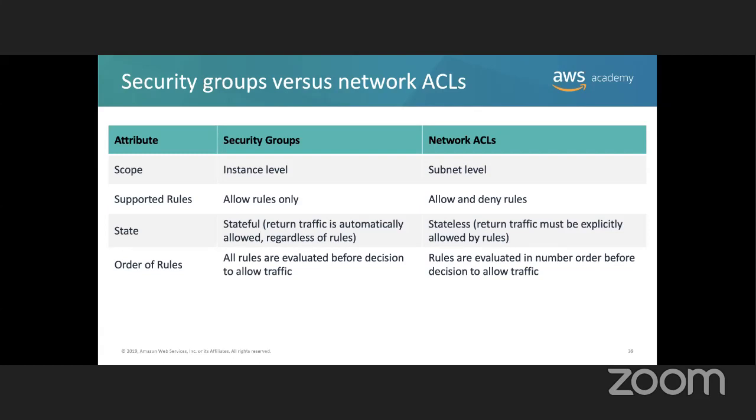The state: remember that security groups are stateful. Return traffic is automatically allowed regardless of rules. So whatever comes in goes out. Network ACLs, or NACLs, are stateless, so the return traffic must be explicitly allowed by rules. You have to work on the inbound rules and on the outbound rules, which are not necessarily the same. In the case of security groups, they are the same. Whatever comes in goes out. Order of rules: for security groups, all rules are evaluated before the decision to allow traffic. In the case of NACLs, it is by the order of number. The smallest one is the first one to be evaluated. Very important.